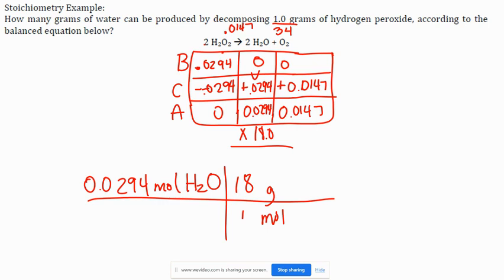So I ended up with my answer. Hopefully I got it right. Let's see how many sig figs I need to use. I need to use 2 sig figs. So 5.3, and that's going to be grams of water. Is that what you got? Anybody going to verify my answer?